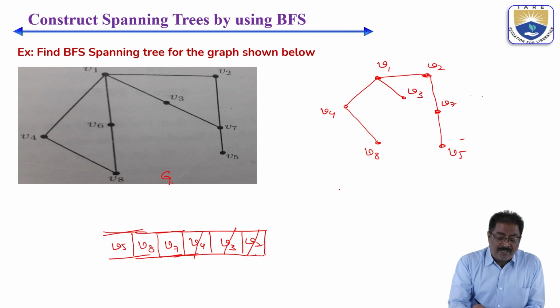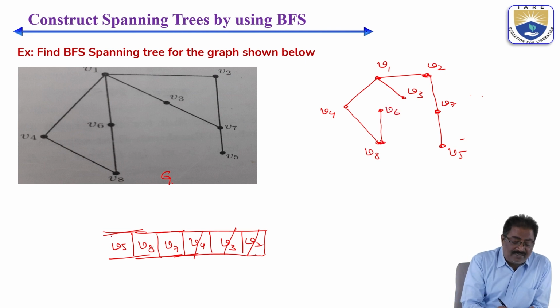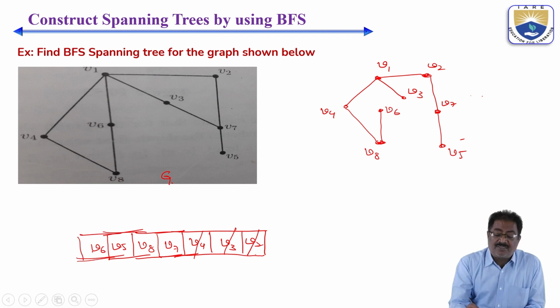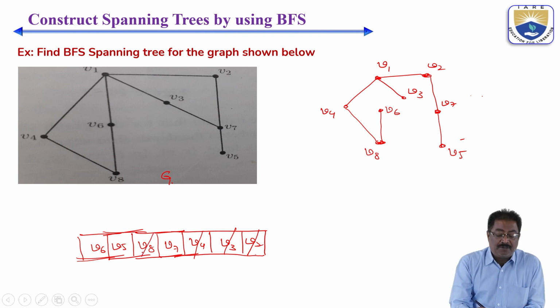There is no other vertex which is not visited. So V7, and then remove V7. Then next is V8. V8's adjacent, we have one vertex, let us say it is V6. So V6 enters into the queue. Then there is no other adjacent vertex from V8. Remove that and go for V5.